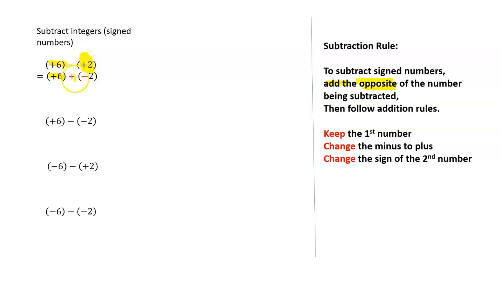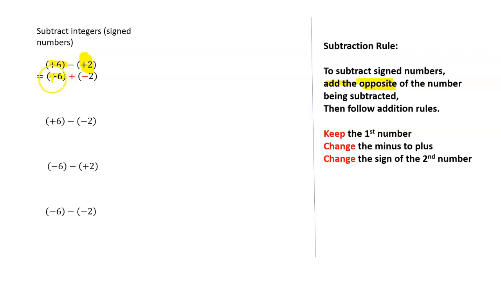I should use the red color to indicate the changes we did. The first number we keep, and then we change minus to plus, and then we flip the sign. We change the sign of the number being subtracted, which is the second number here. Okay, now we converted the subtraction problem to an addition problem. And now we can use the addition rule, which we just learned.